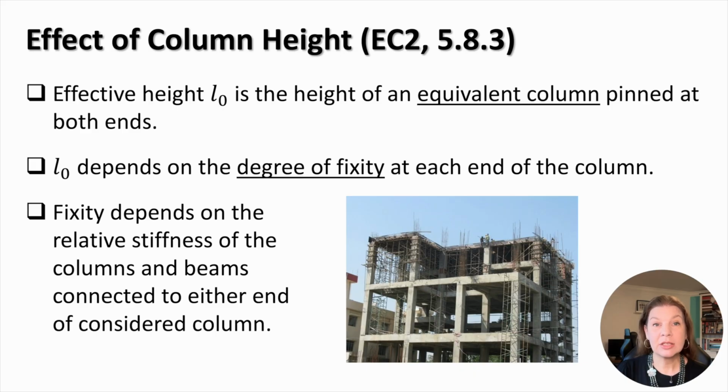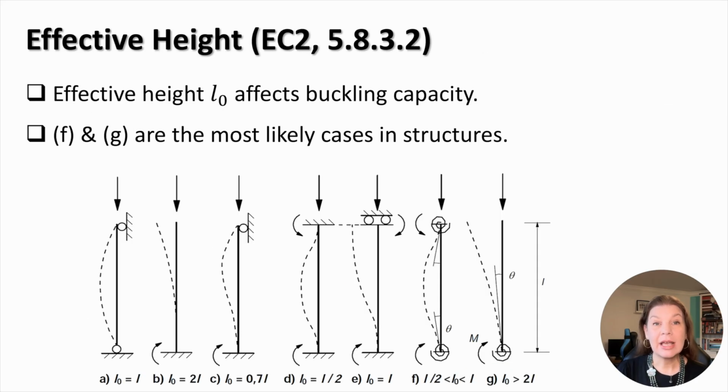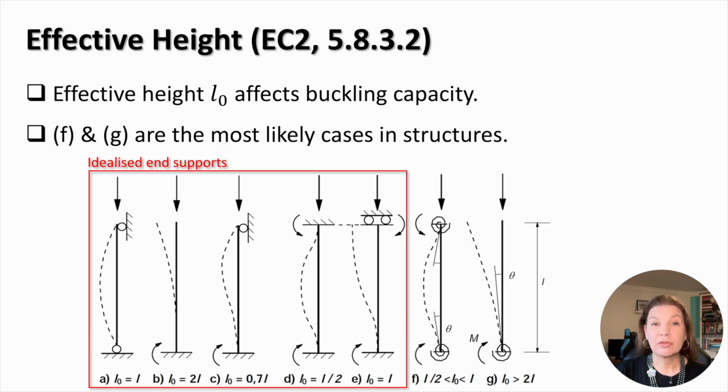The effective height depends on the degree of fixity at each end of the column. The fixity depends on the relative stiffness of the columns and beams connected to either end of the considered column. The effective height affects the buckling capacity of columns. Here you can see different supporting conditions and the corresponding buckling deformation of columns. The supporting conditions from A to E are idealized.